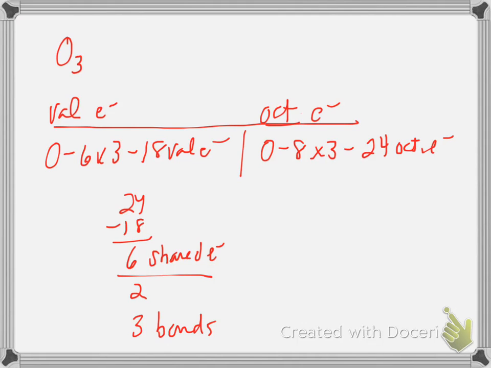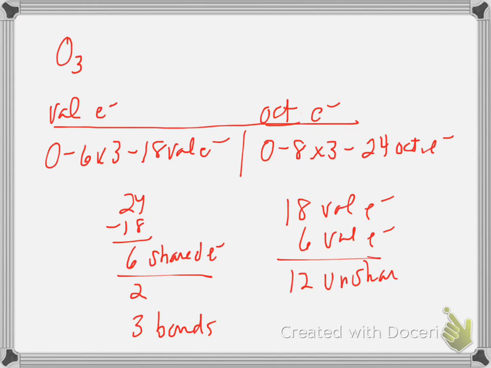Let's go ahead and look at the number of unshared electrons, because that's sort of telling here. So they came in with 18 valence electrons, and they're sharing 6 valence electrons. So there are 12 unshared electrons. Okay, let's take all this information and attempt to draw the Lewis structure for ozone.